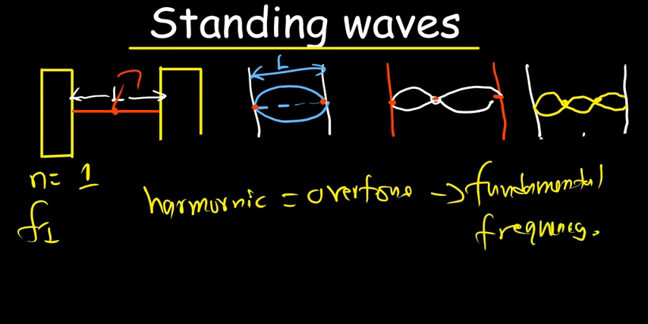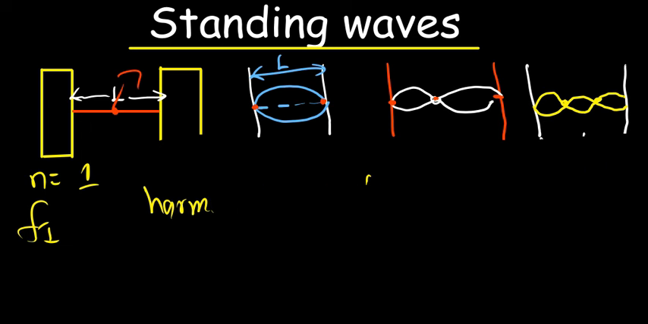So if we're talking about the first harmonic, first overtone, and first fundamental frequency, we are still talking about the same thing. The second harmonic, the second overtone, the second fundamental frequency, we are still talking about the same thing. Okay? So if n is equal to 1, we are dealing with the first fundamental frequency. If n is equal to 2, the second fundamental frequency. If n is equal to 3, just like that.